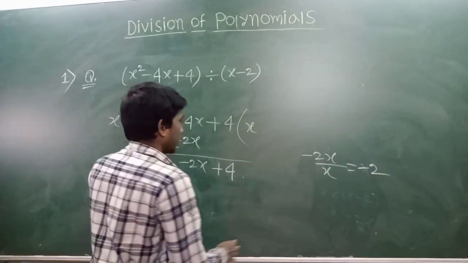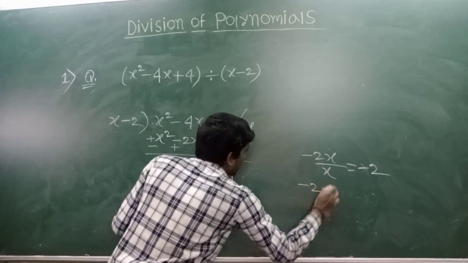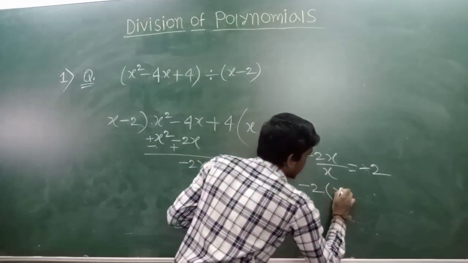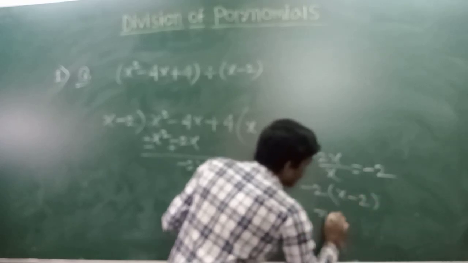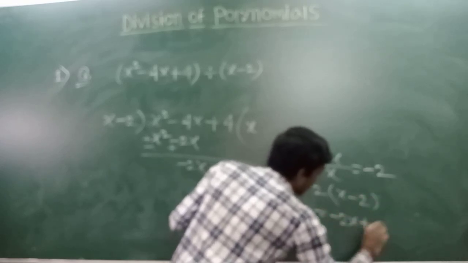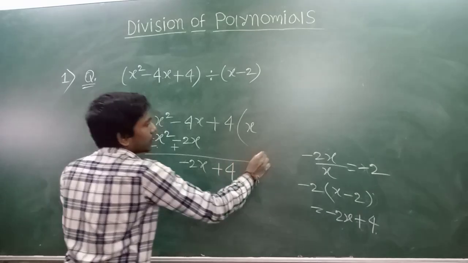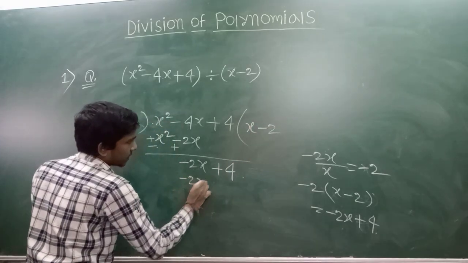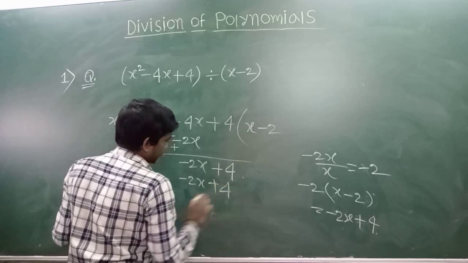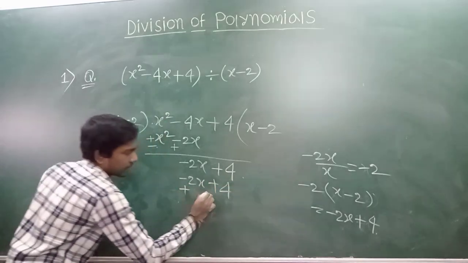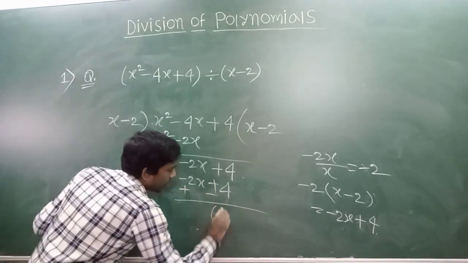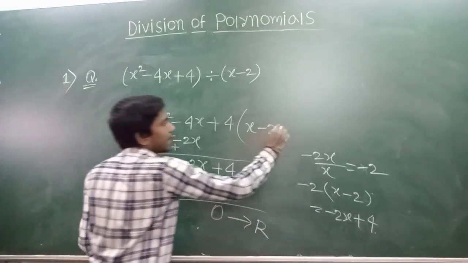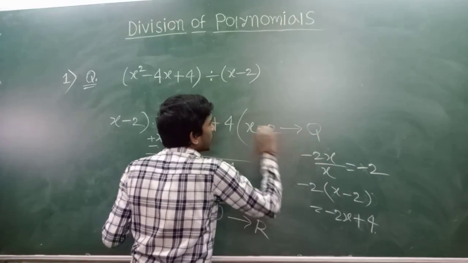Okay, students. Now multiply minus 2 by the entire divisor. So minus 2 into x minus 2 is equal to minus 2x plus 4. Okay. So write here minus 2 and here minus 2x plus 4. Change the signs, plus and minus. We are left with remainder 0. This is our remainder and x minus 2 is the quotient.